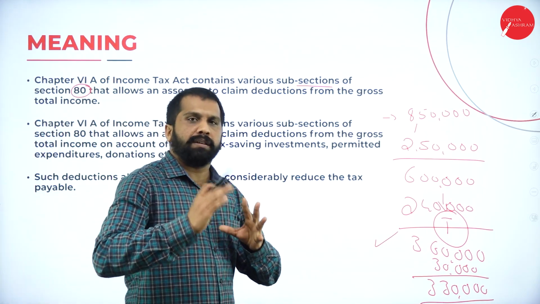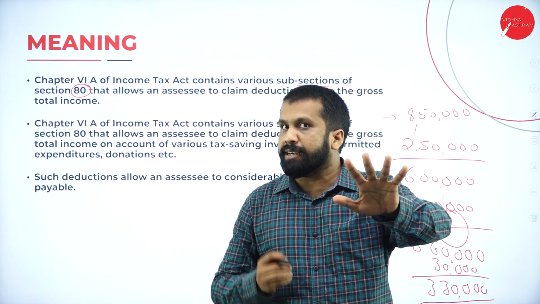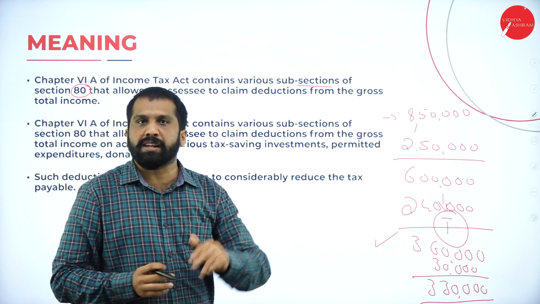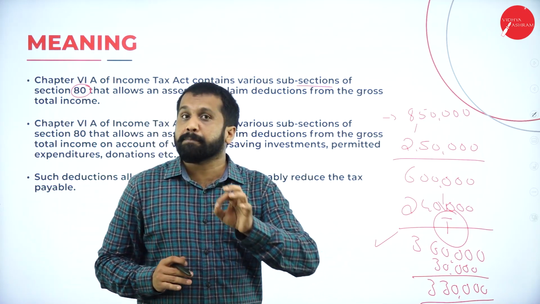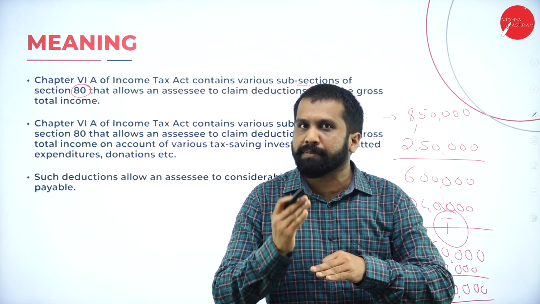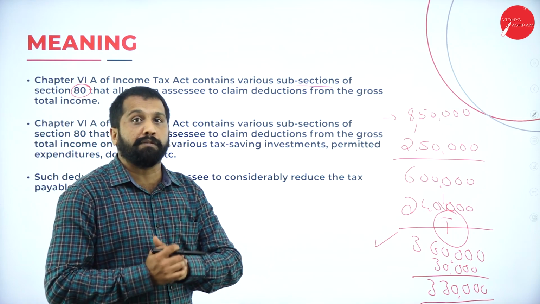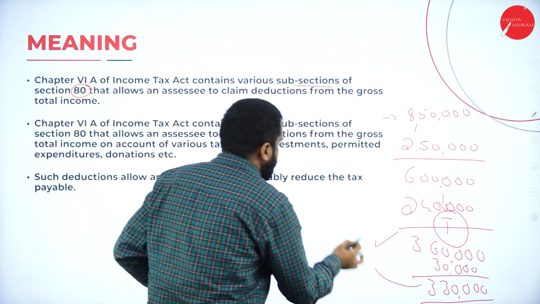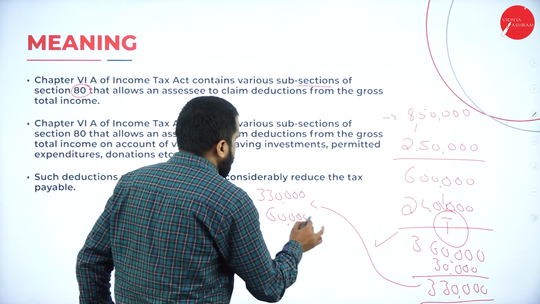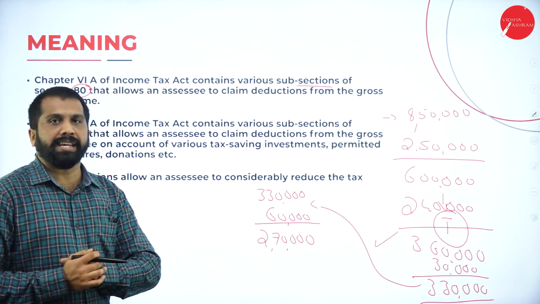Now, still I have a small kid. Every month I am spending 5,000. How am I spending? I am investing in post office. Every month I am investing 5,000 for my daughter in post office. Now, 5,000 into 12, how much? Every year I am saving 60,000 for my kid. So how much did I invest in post office? 60,000. Now 3,30,000 minus 60,000. So 2,70,000.